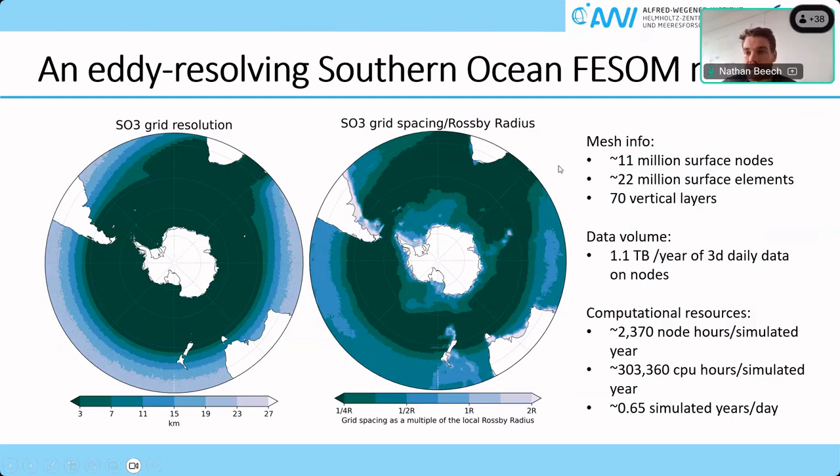But as you might expect, this is then a pretty heavy mesh. So there's 11 million surface nodes. We produced about 1 terabyte of data per variable per year of 3D daily data stored on nodes.